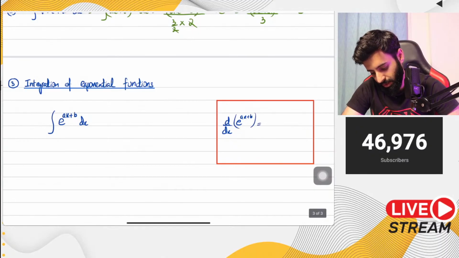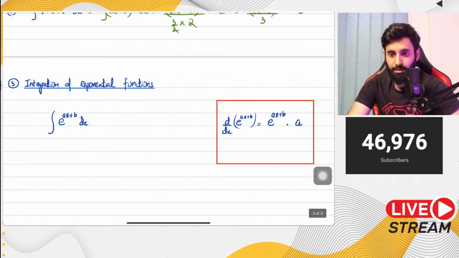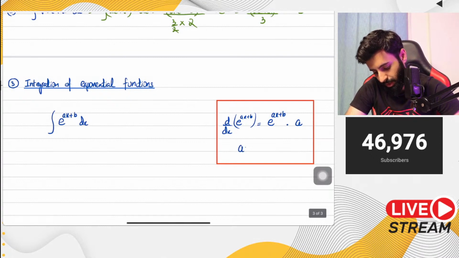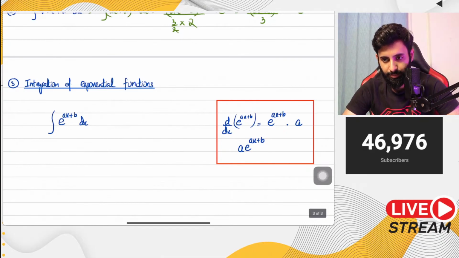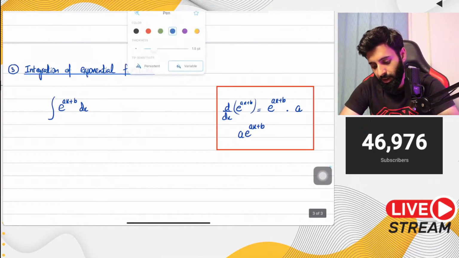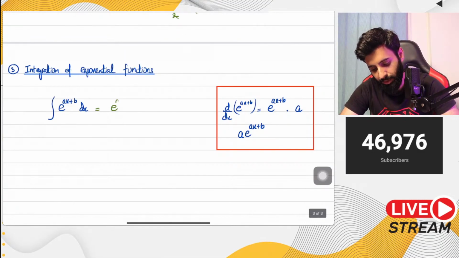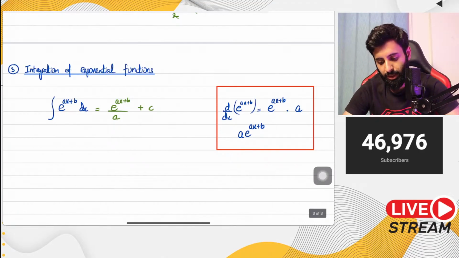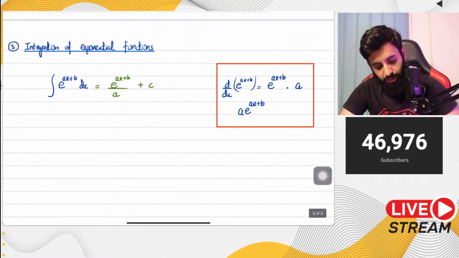So how would you differentiate this? First things first, you write the function with the power as it is, then you multiply it by the differential of the power. So when you multiply it by the differential of the power, this is what you get: a e to the power ax plus b. Now, what about integration? In the case of integration, it's exactly the same, except that you don't multiply it by the differential of the power, you divide it by the differential of the power, and then you put a plus c. Okay, so there you go. This is what you end up with. Now let's do a few examples here as well.